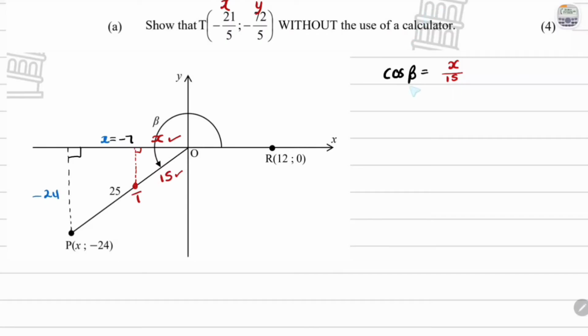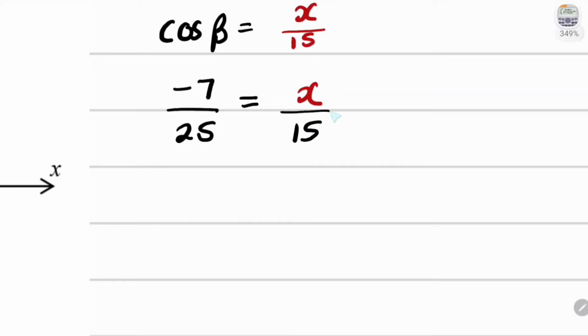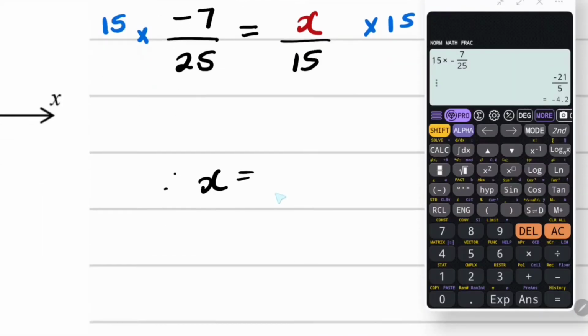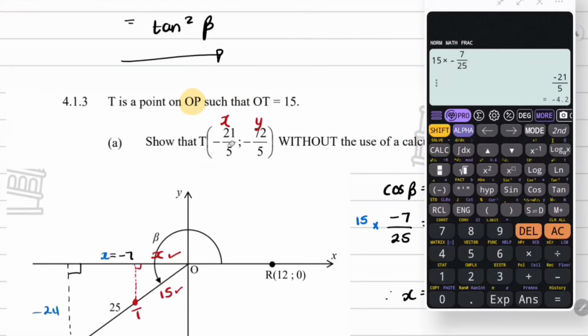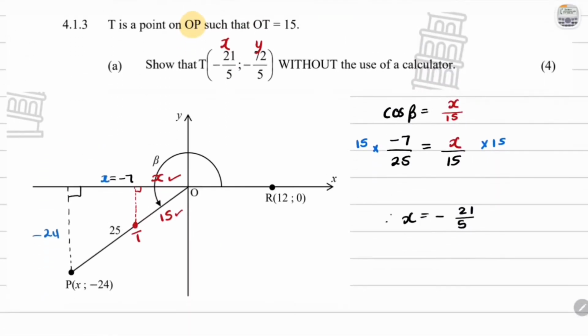All this is really just ratios. So cos of beta is that negative 7 over 25, and we know that is equal to x over 15. Now you see that you have an equation, and we can solve for x. To get x on its own, you just have to get rid of the 15, so we could just multiply both sides by 15. So x would be equal to whatever 15 times negative 7 over 25 is. Let's go ahead and find that, and you see that that is negative 21 over 5. Just like they have, that's their x value as well. Okay, negative 21 over 5.